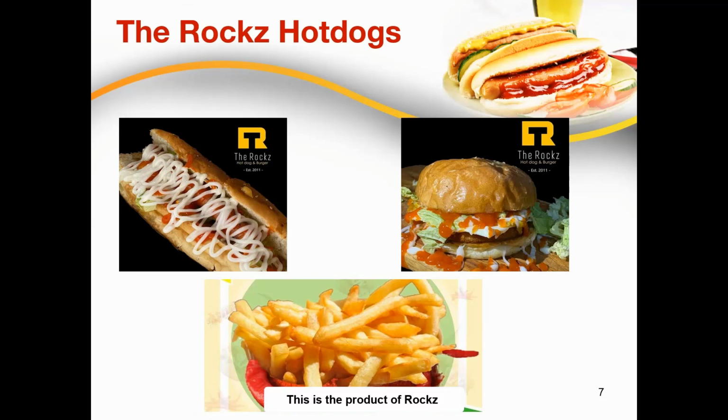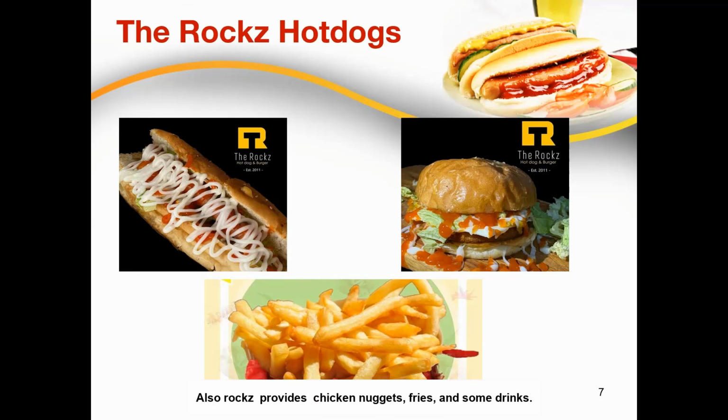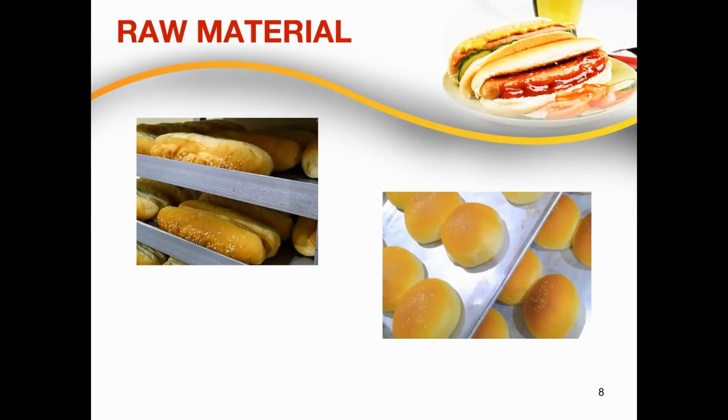This is the product of ROCKZ. Both hot dog and burger come with a single or double selection of sausage and chicken. Also, ROCKZ provides chicken nuggets, fries, and some drinks. The critical raw materials are bread, sausage, and chicken. There are 2 types of bread: long bread for hot dog and buns for burger. And the next part goes to my teammate.